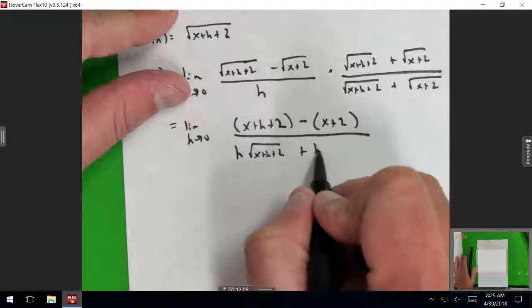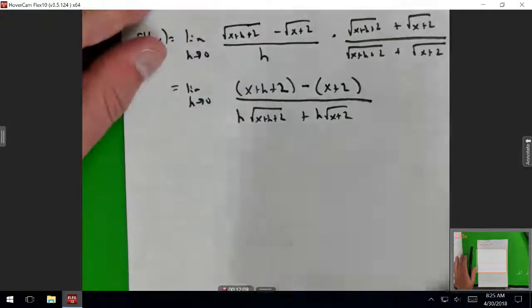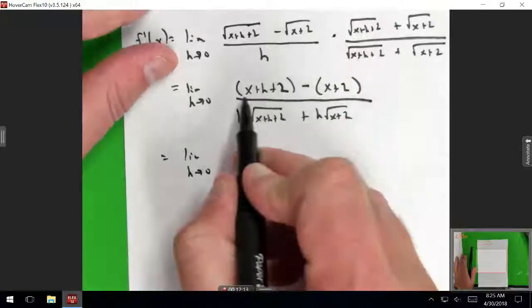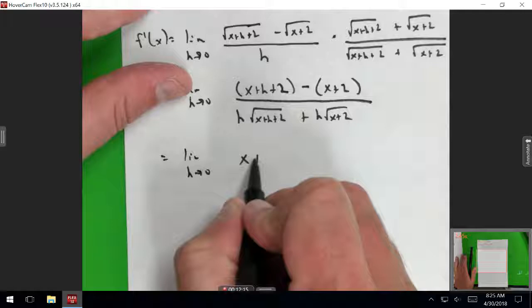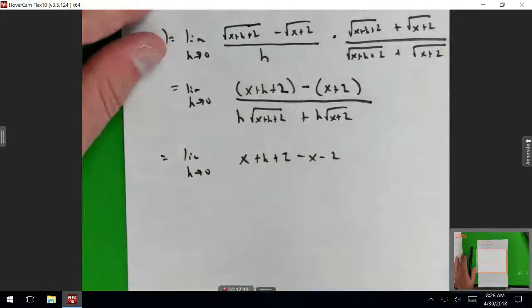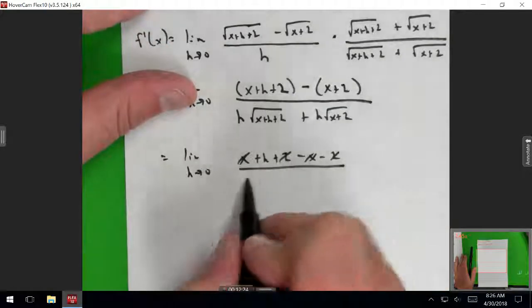h times this. Now, the limit as h approaches 0, what's this minus going to do to everything in that second parentheses? At this time, everything that doesn't have an h should cancel out. Boom, boom, boom, boom. Did it? Yes.